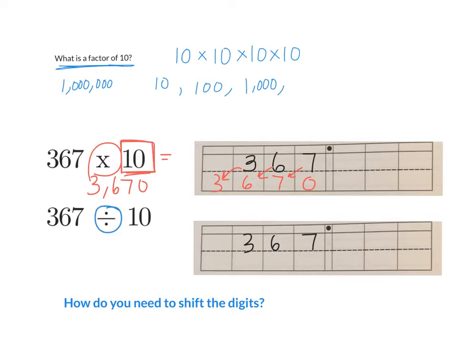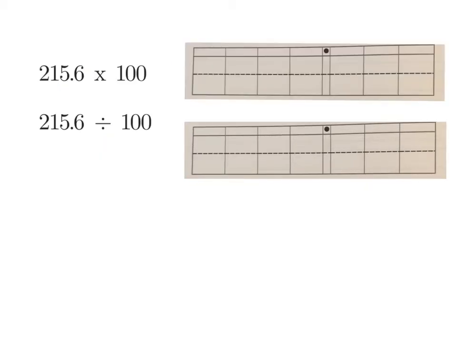What factor of 10 am I dividing by? I'm dividing by 10. How many times do I have to multiply 10 to get 10? 1. I only need 1 ten to get there, right? So I only have to shift it 1 time to the right. So 367 divided by 10 is equal to 36 and 7 tenths. My 7 is now in the tenths column. Very nice. Okay, so now we have 215 and 6 tenths.